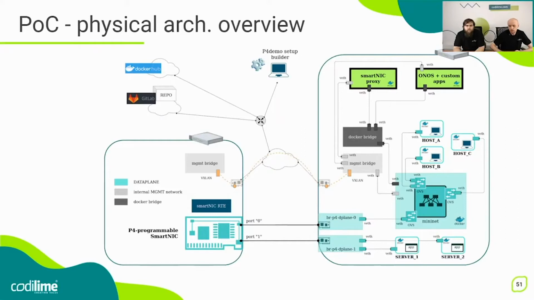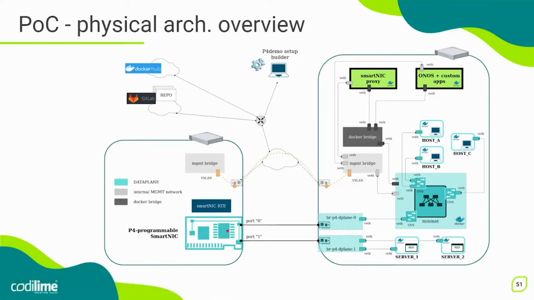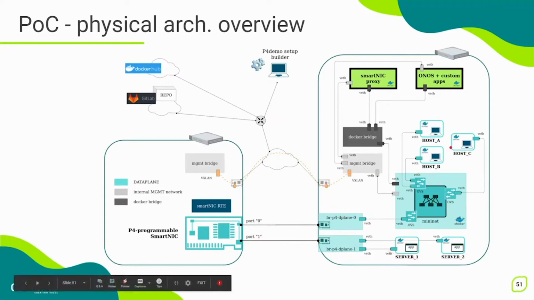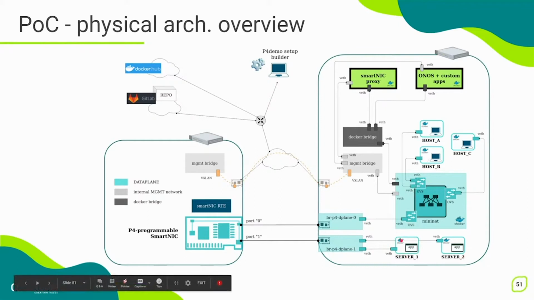And this is how it looks on a physical level. The demo is deployed on 2 bare metal servers. The first one hosts the SmartNIC equipped with 2 10G Ethernet interfaces. On the second one, all other data plane and control plane components are set up. The general idea of the demo is that end users, depicted here as host A, host B, and host C, will try to access services available on the application servers that you can see here.